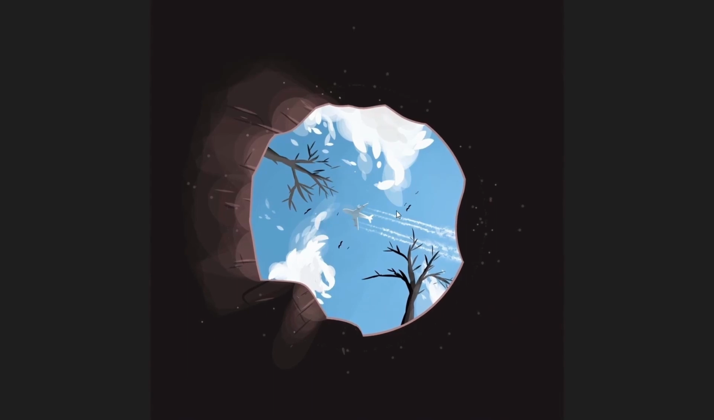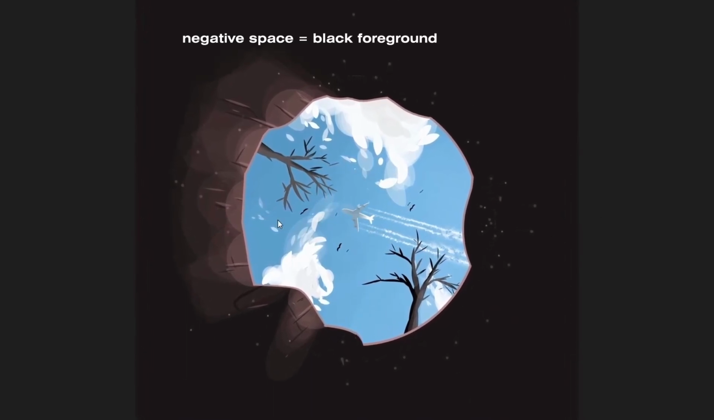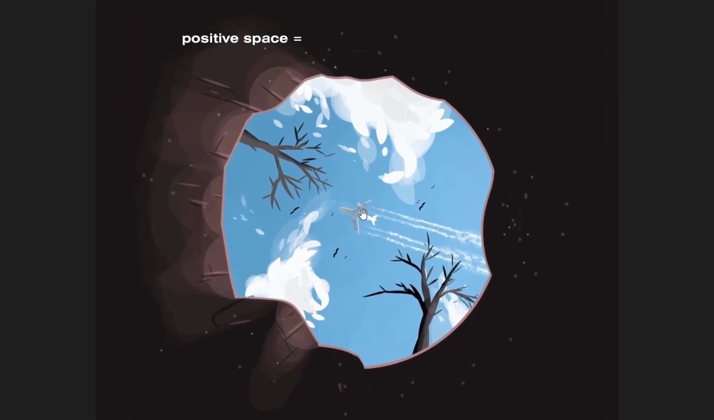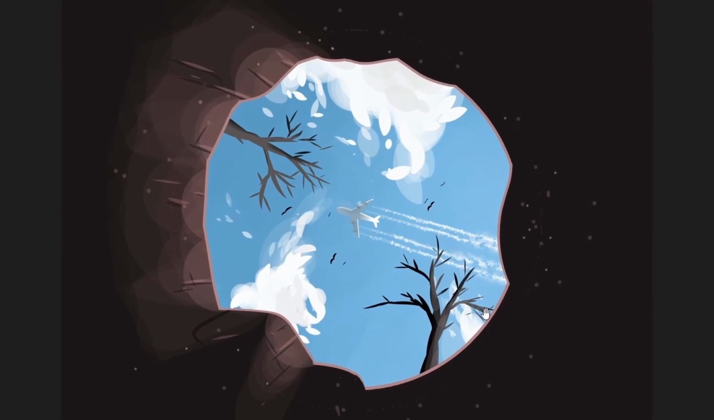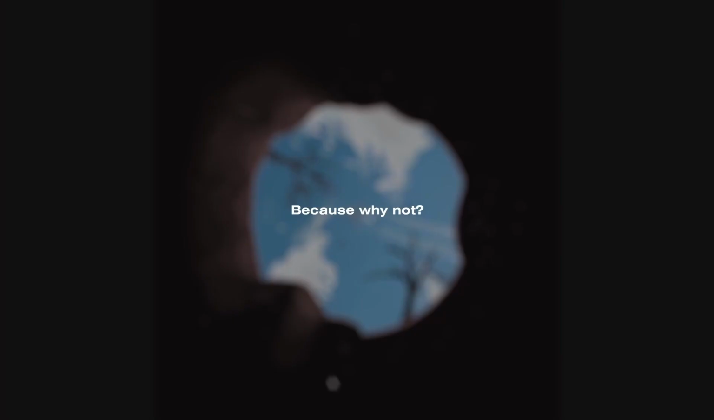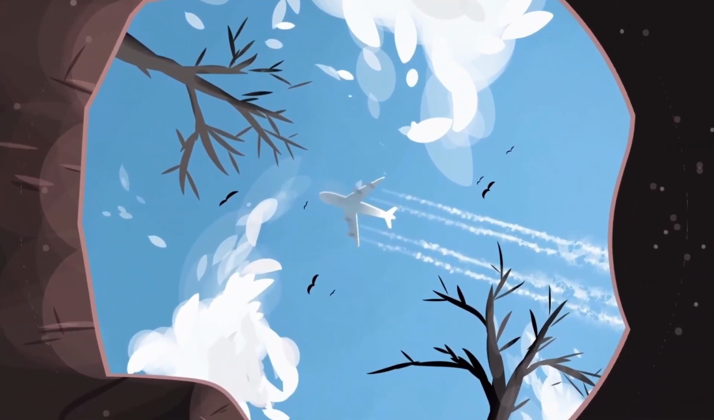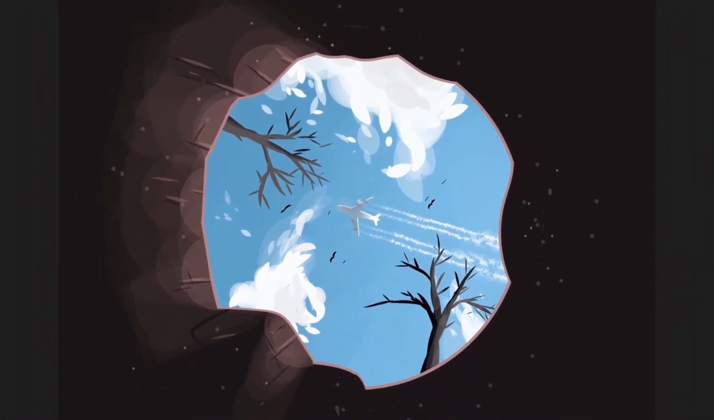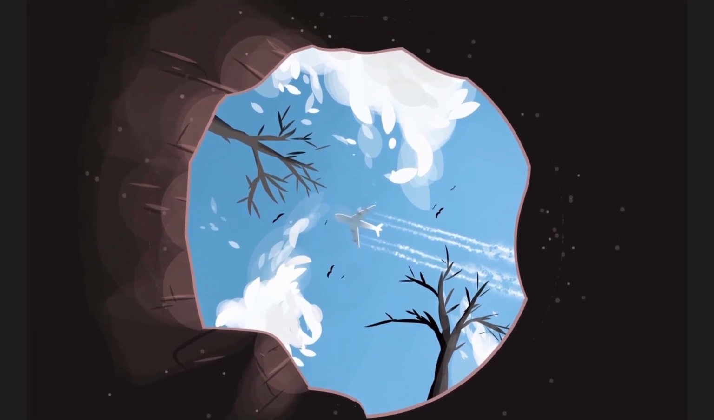As you can see here, the negative space is the black foreground, which has an engraving of a pit cave. And the positive space is the sky with the clouds and the airplane. And this artwork looks like someone looking up the pit and into the sky. Because why not? Imagine being in a hole like this, looking up, and seeing the sky and an airplane passing by. I mean, you would probably try and find a way to escape that hole. I don't think you would.